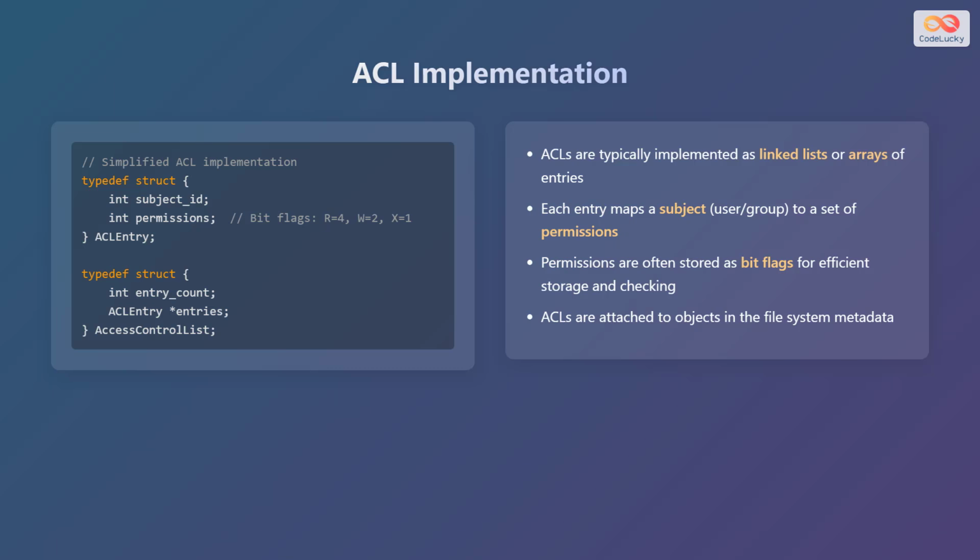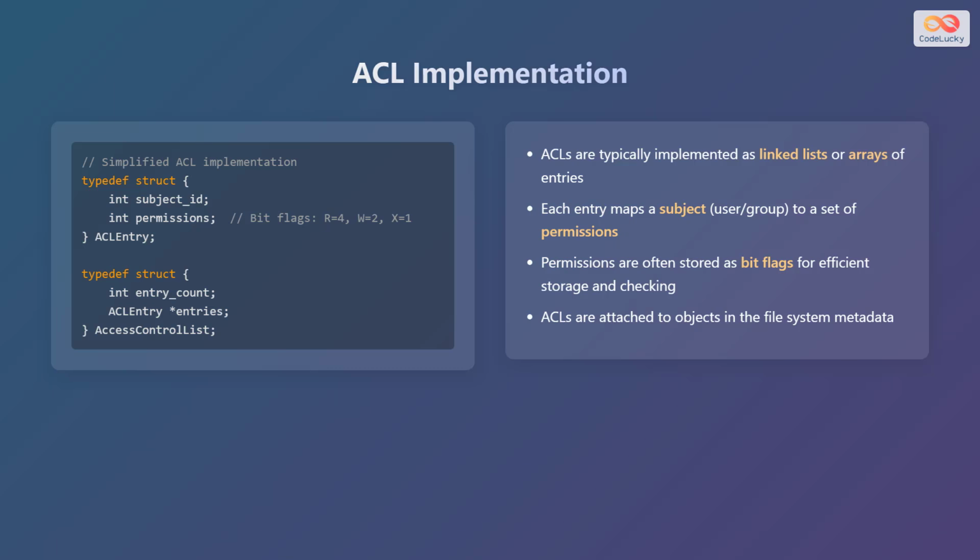Let's look at a simplified access control list implementation. First, we define an access control list entry structure. It consists of a subject ID and permissions, stored as bit flags. For example, read equals 4, write equals 2, and execute equals 1. Then we define an access control list structure. It contains the number of entries and an array of access control list entries.